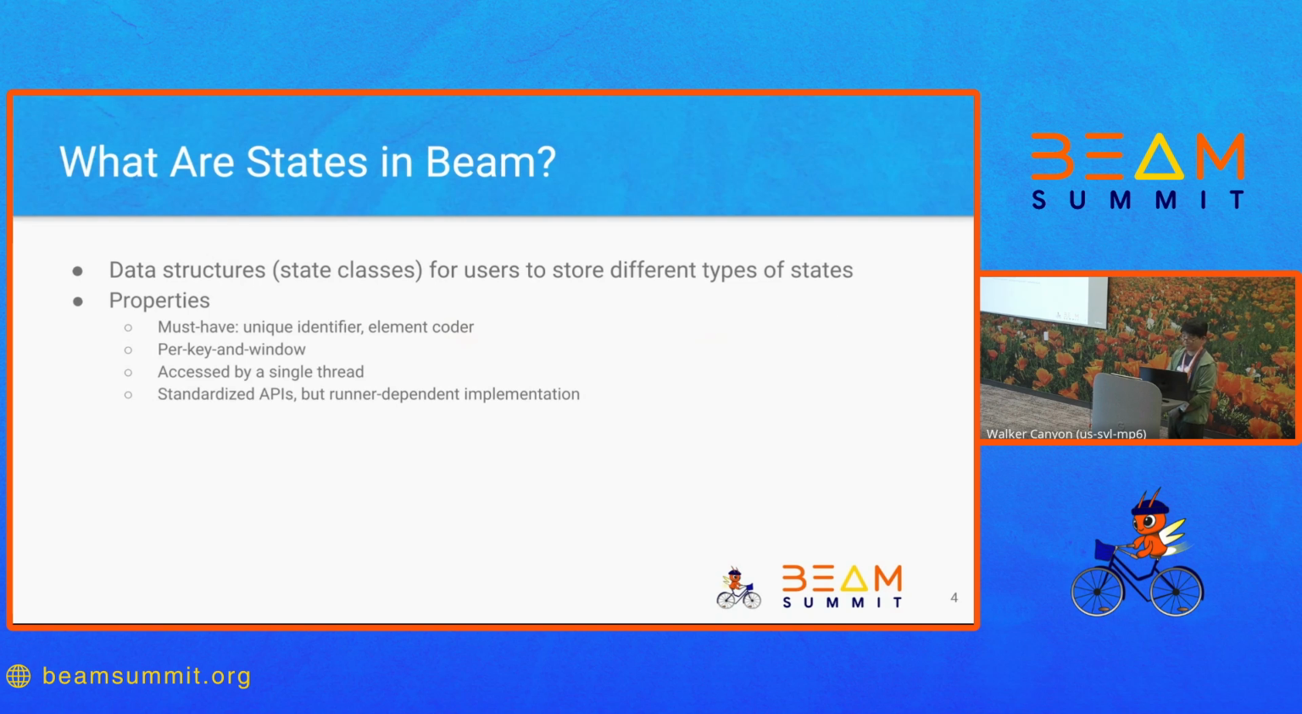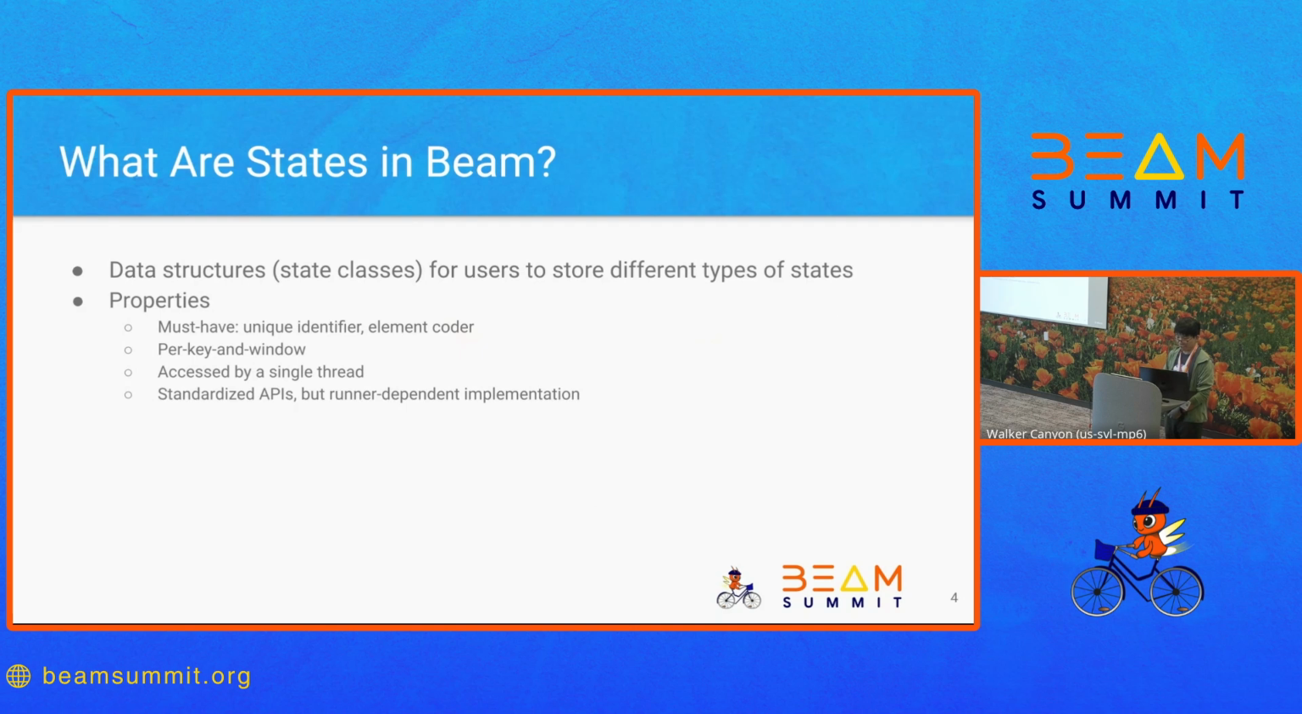In Apache Beam, we provide different state classes for users to store different types of states. To make things clear, when I say state in Beam, I really mean these state classes or data structures. There are a few properties for this state. The users must provide a unique ID and a coder. The unique ID is used to tell Beam which state we are working on, while the coder is needed for serialization and deserialization of the state values.